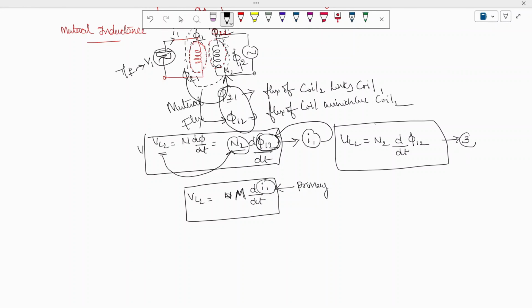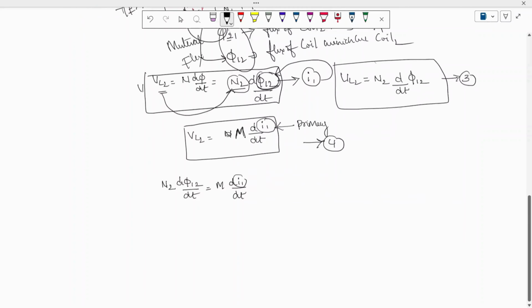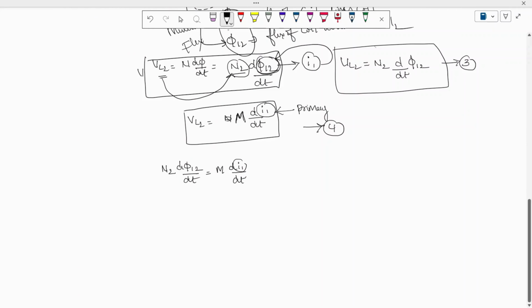compare. This is due to the mutual flux of the secondary coil. This is also due to the mutual flux of the other coil, or mutual inductance. So first, the mutual inductance we are going to write as N2 into dφ of the first coil on the second coil divided by dt, and this mutual flux is coming only due to the primary current, which is nothing but I1. So when you compare here, I want the formula for M. So dt will get cancelled. I can write M is equal to N2 into dφ12 divided by dI1.